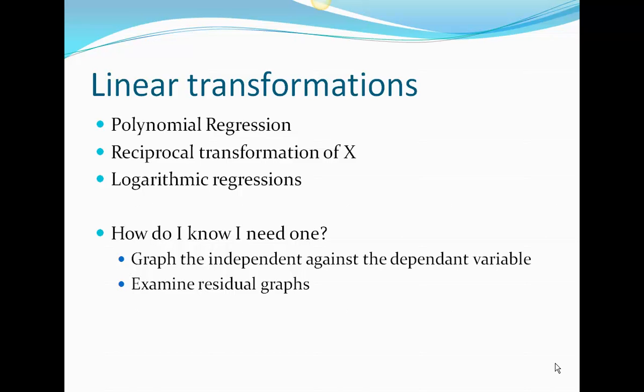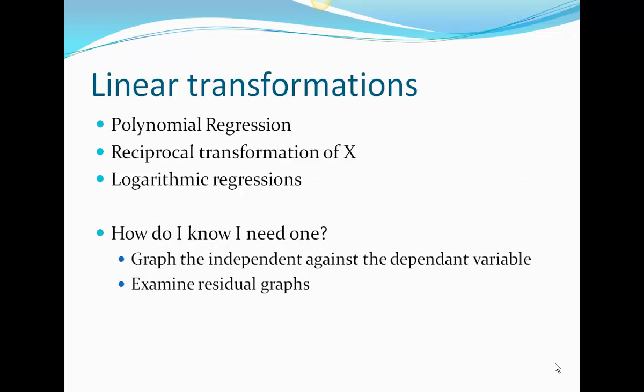So how do I know which one I need to do? Your first step is always going to be to graph your independent variables against your dependent variable. Now remember, when you do this in Excel, you have to have x, then y, in that specific order. So the first column has to be x's, the second column has to be your y's, in order to do that scatter plot. With SPSS, it doesn't matter. You just select which is your independent and which are your dependents.